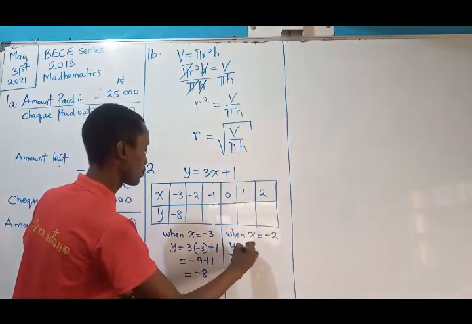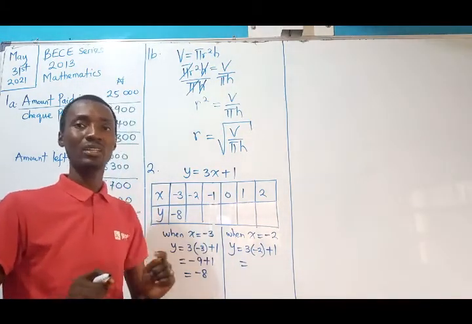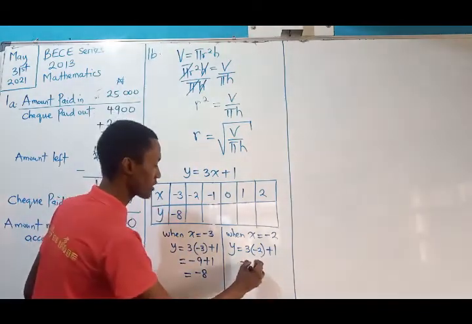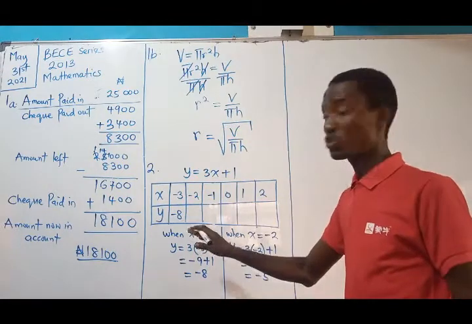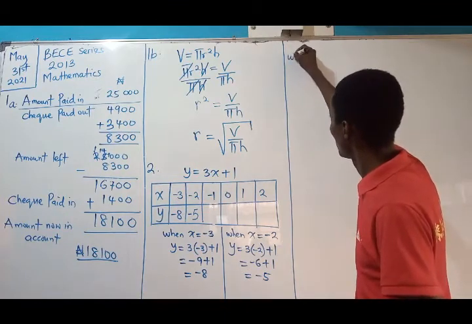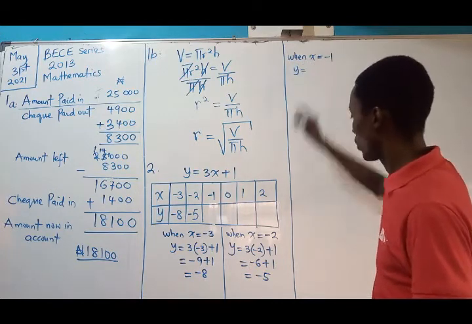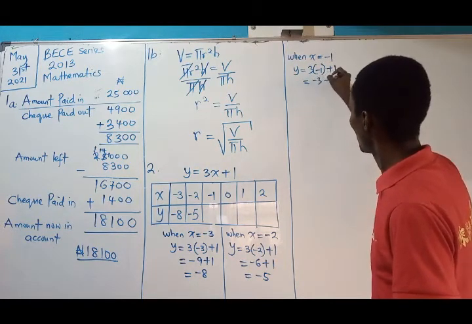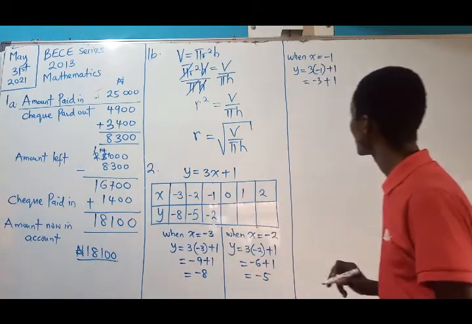It means that y will be equal to 3 into negative 2 plus 1. Please, if you're having issues with your negative and positive multiplication, do it gradually. Don't rush. This will be negative 6 plus 1, which will be what? Negative 5. So we've gotten 2 answers. So the next thing you want to do is to come to this point and put your negative 5. You go to the next one. You have when x is equal to negative 1. What do you have? Y will now be equal to what? 3 into negative 1 plus 1. That will give you negative 3 plus 1. And what would that answer be? Negative 2. Is that not?